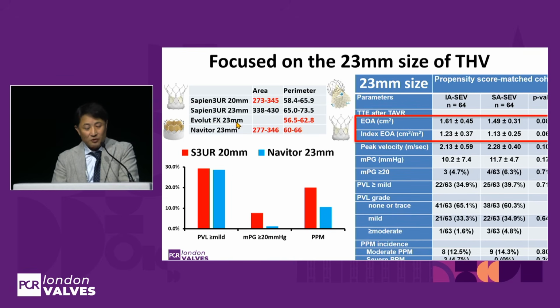So the competitor of the Navitor 23 is not a 23 balloon expandable valve. Its competitor is the 20 balloon expandable valve. And the competitor of the 23 intraannular design is the supraannular design 23. And we focused on the 20 balloon expandable and 23 Navitor valve. The results are quite the same, but better hemodynamics can be achieved if we choose a self-expandable valve.